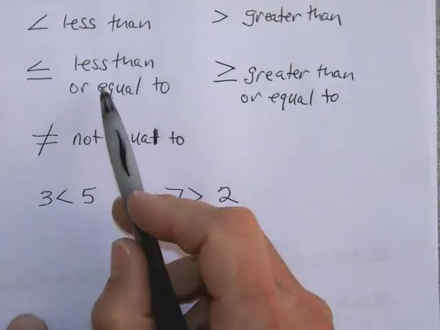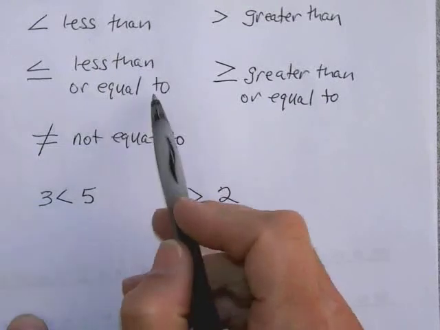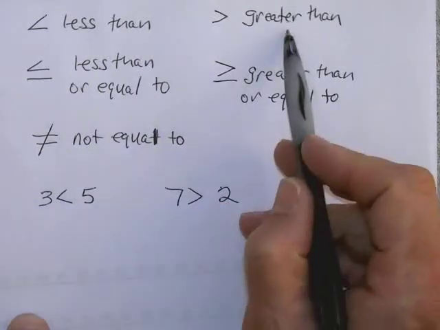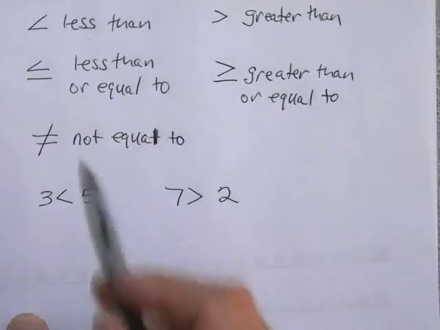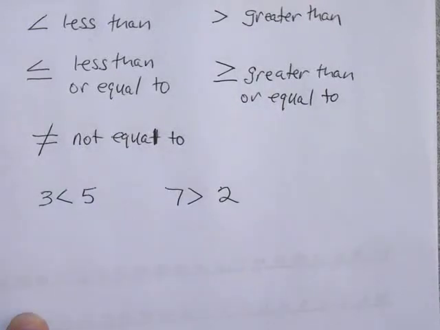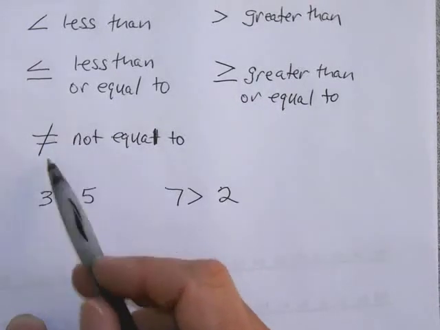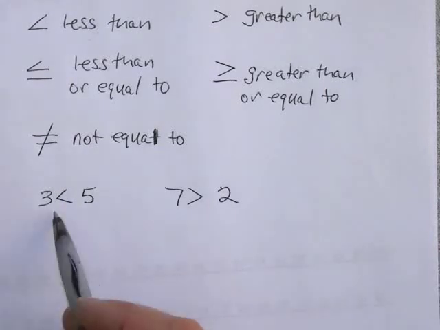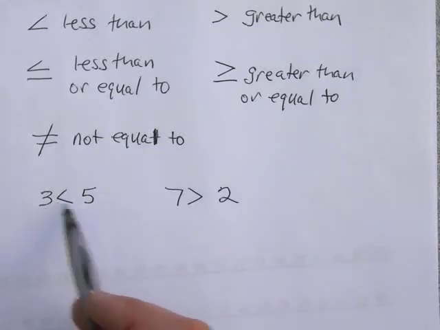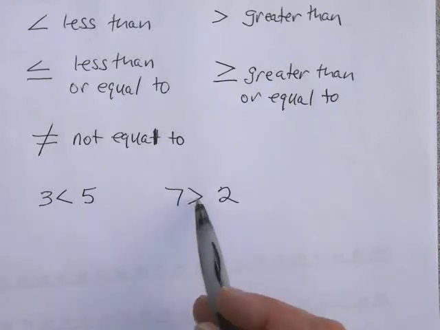And then we have the less than or equal to symbol, the greater than, or the greater than or equal to symbol. And lastly, we have the not equal to symbol, which is essentially an equal sign with a slash through it. So here are some examples of these symbols. Here we can see that 3 is less than 5, 7 is greater than 2.